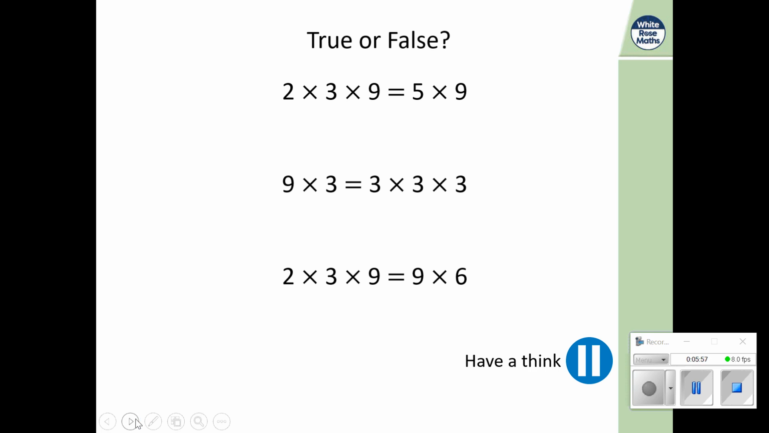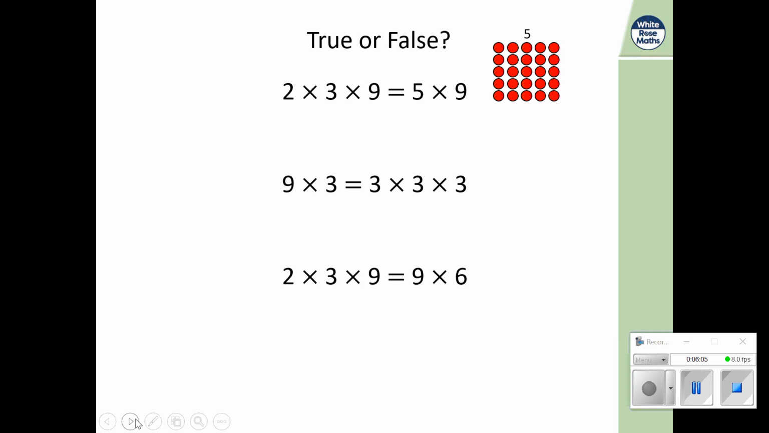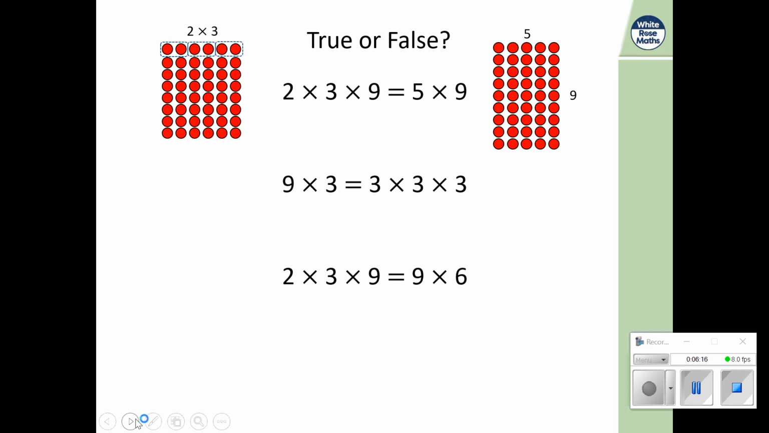Right, we're going to look at arrays. We're going to use arrays to help answer this question. Okay, I'm going to draw an array for 5 times 9. Now here's an array for 2 times 3 and another one for 2 times 3 times 9. So the answer is very clearly false.